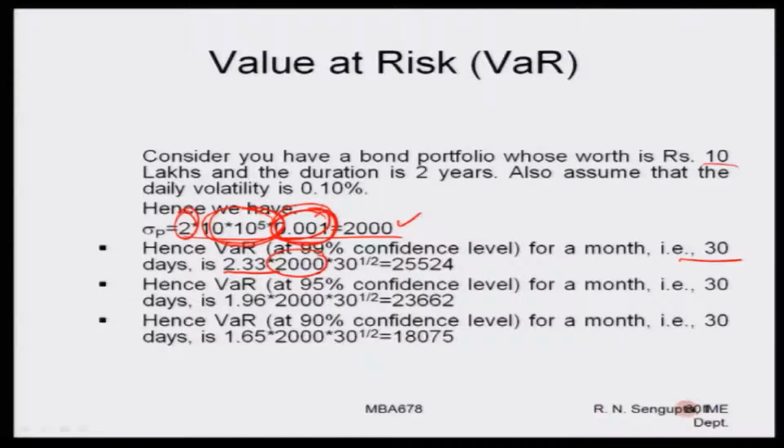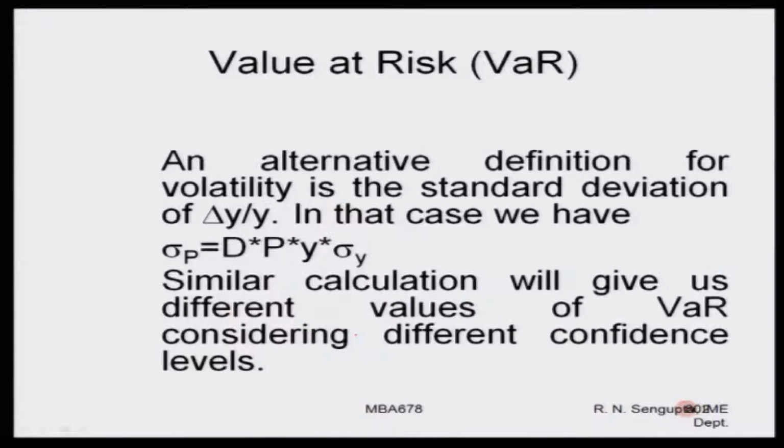This is the value of the standard deviation which you have already found, and this square root of 30 is the number of days which you have, which is t to the power half, considering the standard deviation. Similarly, for 95% you have the same thing, 2000 into square root of 30 into 1.96, and for the last example it is 1.65 into 2000 into square root of 30.